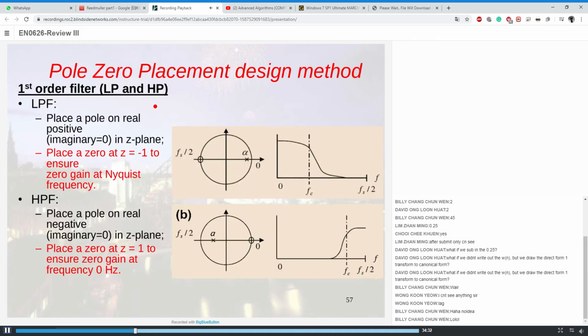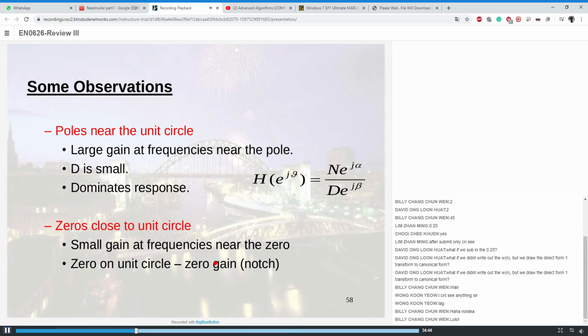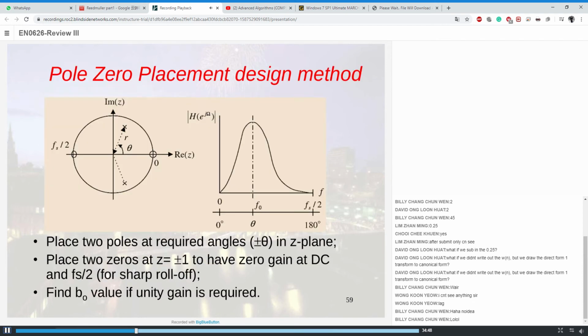I think the easy one is actually the pole-zero based method. Whether you want to design a low pass filter or a high pass filter, this is how you place the poles and zeros. This is the knowledge of the pole and zero locations in getting the type of filter that you want. If you talk about second order, it gives you the luxury to create a band pass filter or a band stop filter.